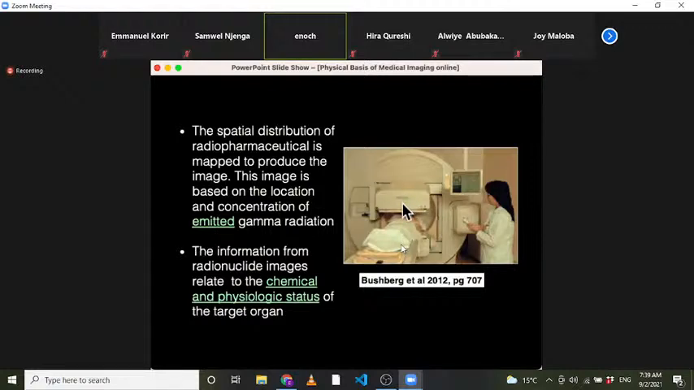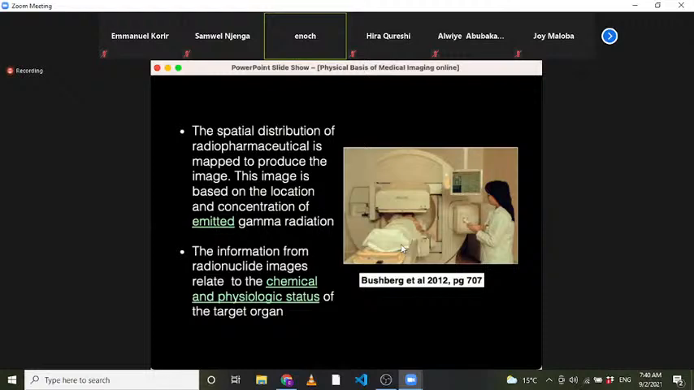If an organ is small, it will be kept stationary. For skeletal scanning, the patient lying on the patient couch has to be translated through the gantry to image from head to the feet. So the spatial distribution, or the biodistribution, of the radiopharmaceutical is mapped to produce an image, on the basis of the location and the concentration of the emitted gamma rays. And hence the reason we say it is a form of emission imaging.